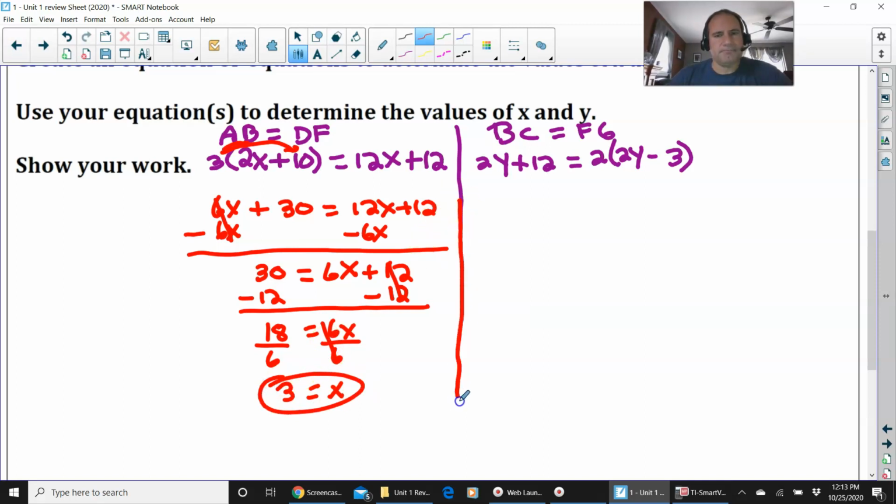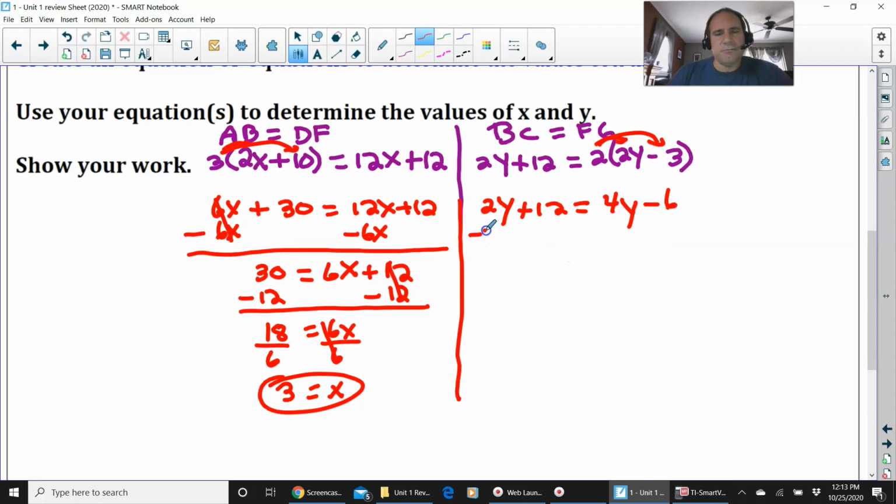Move this down. On the other side, x equals 3. Now we have to solve for y. So let's go ahead and do that. Distributive property. I'm going to bring down the 2y plus 12 equals 4y. And then the second part of this distributive property is 2 times -3, which is -6.